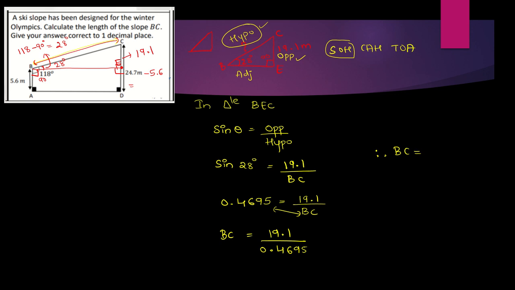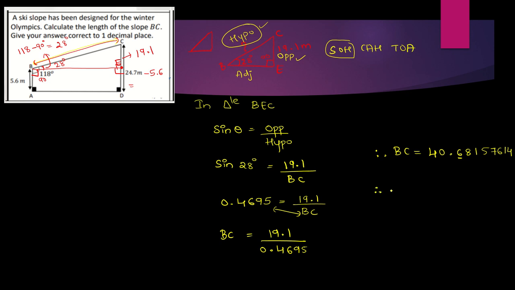So therefore BC value will be equal to what? In the calculator again, 19.1 divided by 0.4695, and that will be equal to 40.68157614. And now if you look at the question, it says give your answer correct to one decimal place. Which is the first decimal place? That is the number after the decimal point. This is the first decimal place.